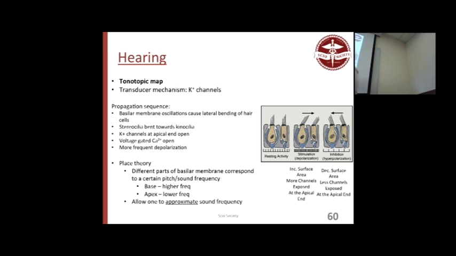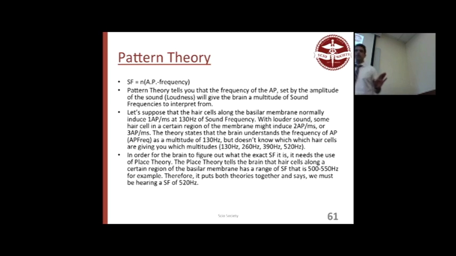Place theory. So different parts of the basilar membrane respond to different frequencies. At the beginning, you'll have higher frequencies responding. At the end, at the helicotrema, you'll have the lower frequencies responding there. That's all you have to know for that.